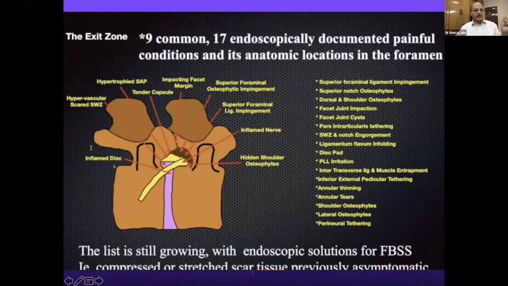It says it can be an inflamed disc, it can be hypervascular structures around there in the axilla, then can be a hypertrophied SAP, tender capsule, the impacting facet margins could be there, and which Professor Gore tells very often, if it goes above the lower margin of the upper vertebra, you're looking for a trap. And the superior foraminal osteophytes, which are calcified there, or superior foraminal ligaments. There are many ligaments which are seen now in the foramen, and they can be entrapping the nerve.